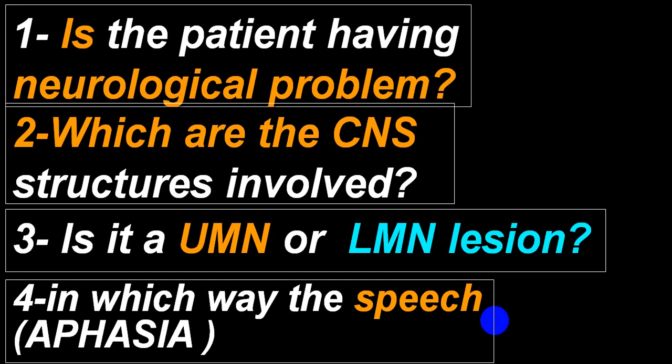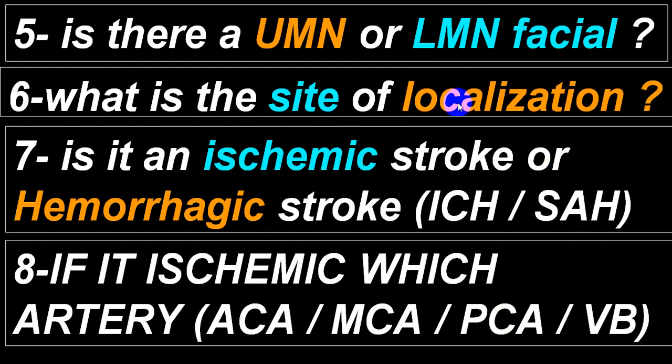So once you make out clinically that person is having a stroke, we have to answer a few questions. One, is the patient having a neurological problem? If the answer is yes, we go to the second part. Which CNS structures are involved? In that, whether it is upper motor neuron or lower motor neuron, whether the person has any speech disturbances in the form of aphasia, is there any facial involvement in the form of upper motor neuron or lower motor neuron? And then after doing that, we should be able to localize where the lesion is.